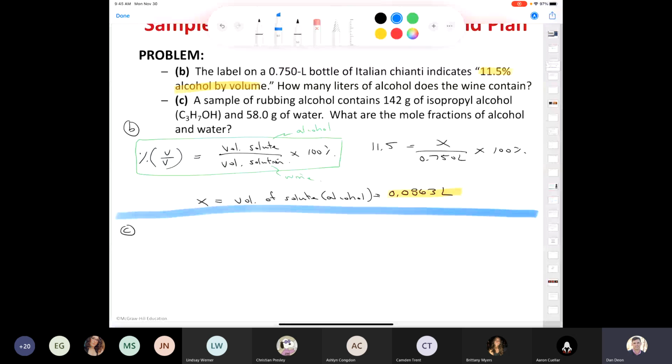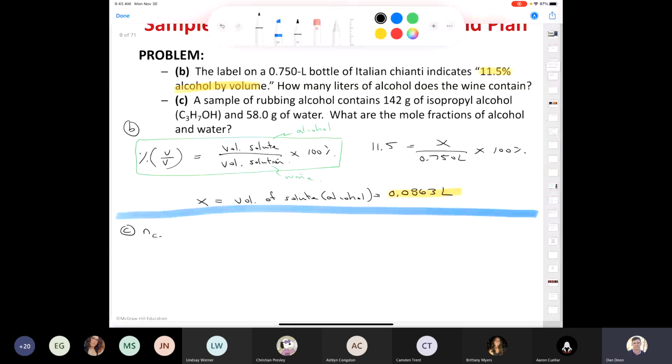Okay, a sample of rubbing alcohol contains 142 grams of isopropyl alcohol. It gave us the formula, and 58 grams of water. Everybody knows the formula of water. What are the mole fractions of alcohol and water? Well, remember that mole fraction, which we expressed as X before, is equal to the number of moles. Let's just do it easy. Why don't we just calculate the number of moles of isopropyl alcohol and water first? So let's figure out the number of moles.